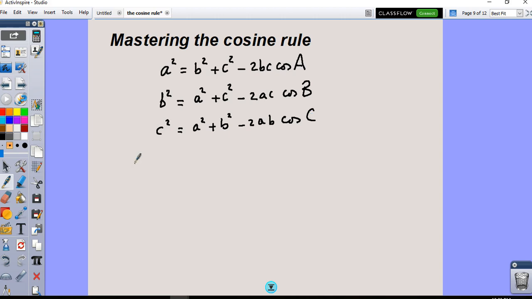And if we have a triangle PQR, then similarly P squared is equal to R squared plus Q squared minus 2RQ, and then you have the cosine of capital P, and so on.